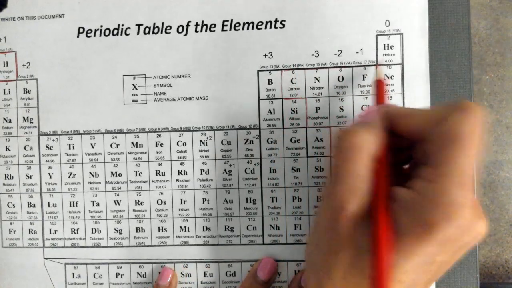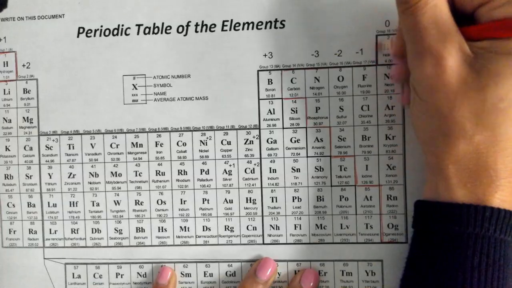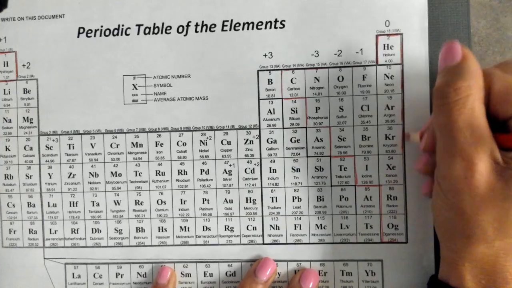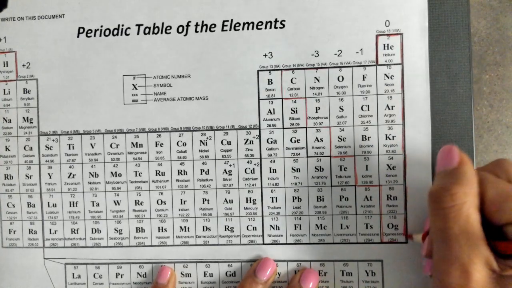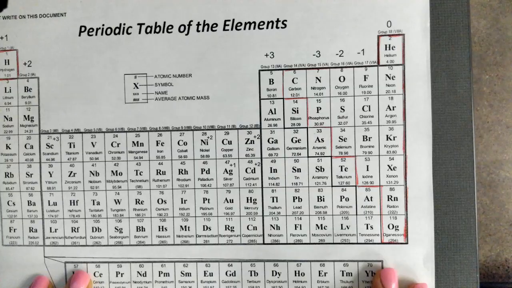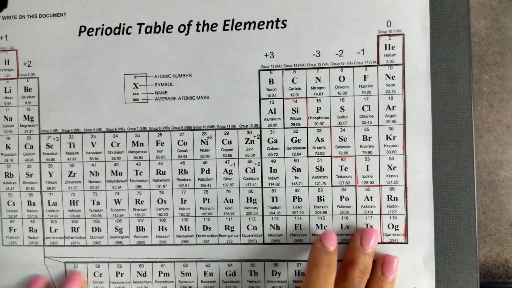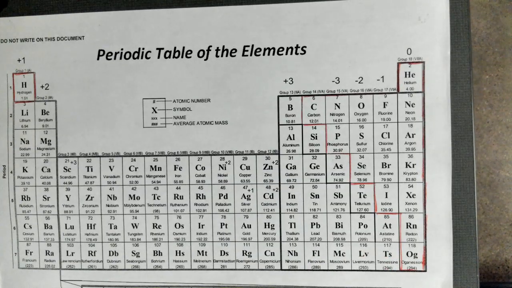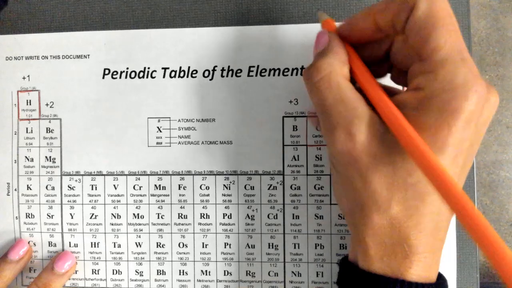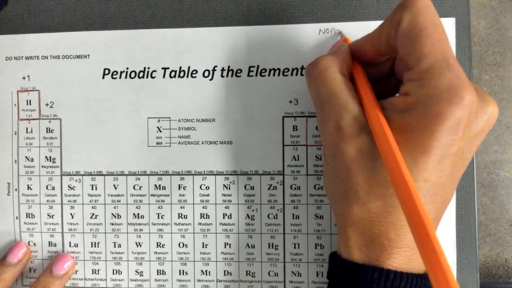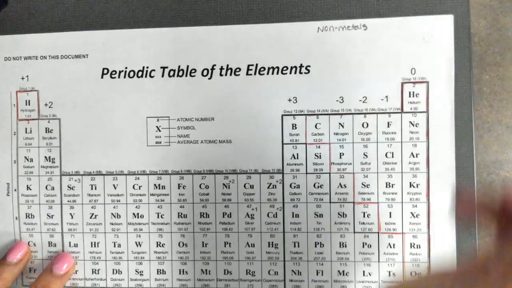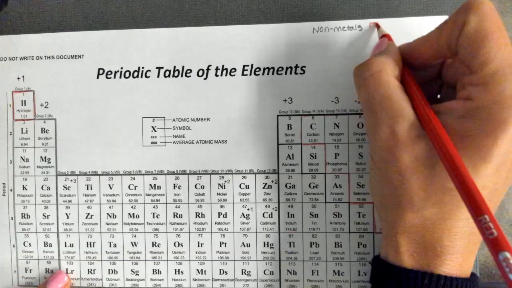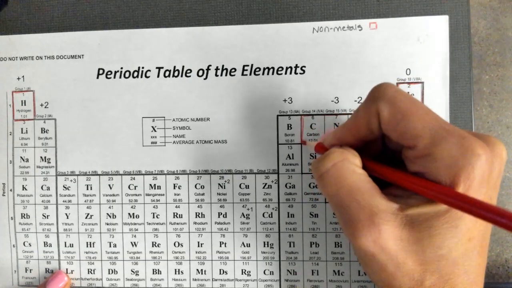Okay, so all of these elements that I've just outlined are what we call our non-metals. Okay, so our non-metals are outlined in red. Okay, so we are going to want to make a key. So on my periodic table, in the right-hand corner here, I'm going to write non-metals, and I'm going to shade it this red. Okay, so I know that those are all my non-metals.